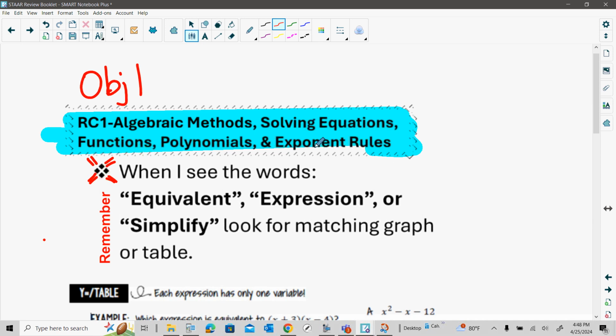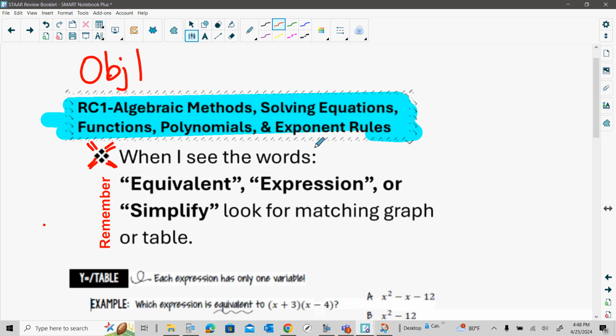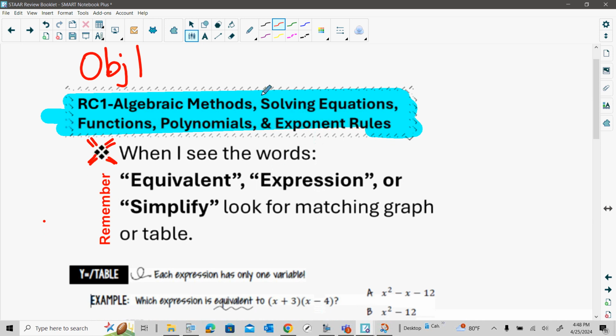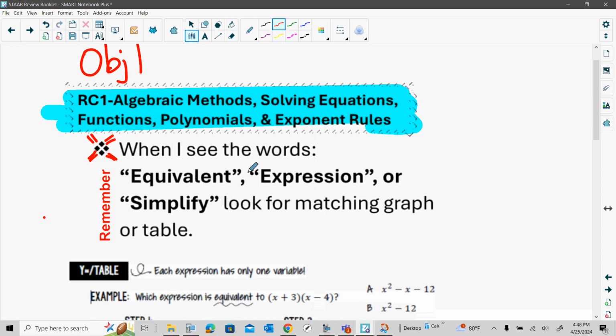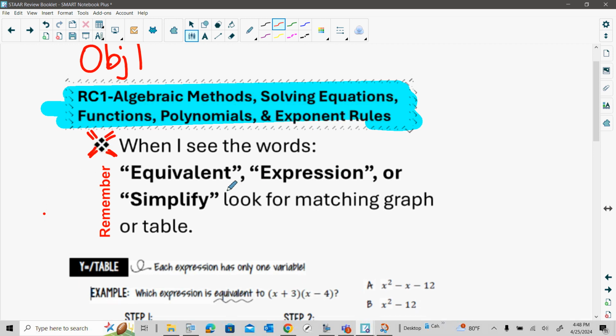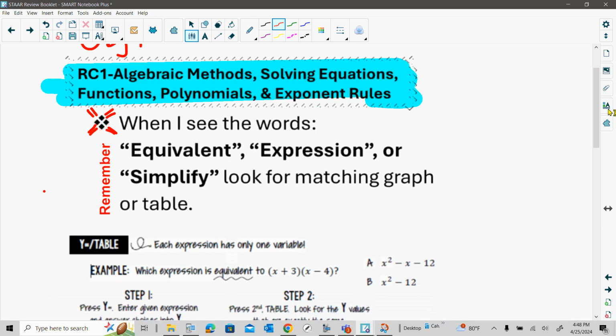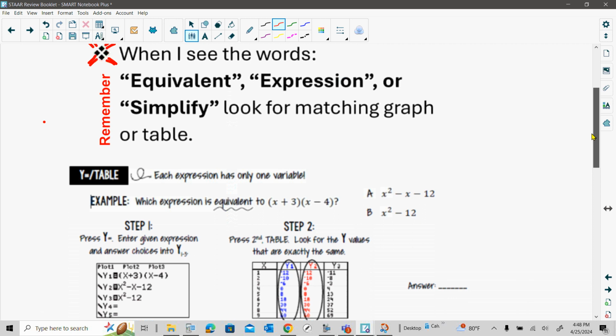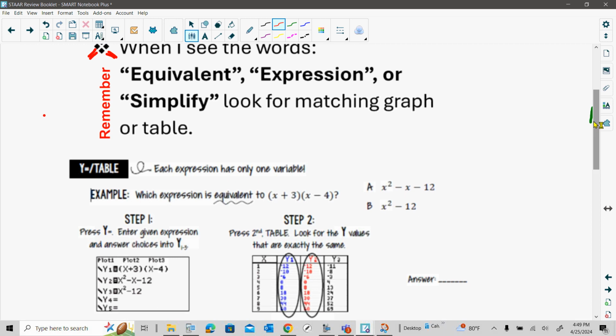Some of the words you might see associated with these types of problems are equivalent, expression, or simplify. What we have here are some calculator tricks or problem solving strategies you can use to help you get to your solution if you're not good with the algebraic method processes that you're going to use.